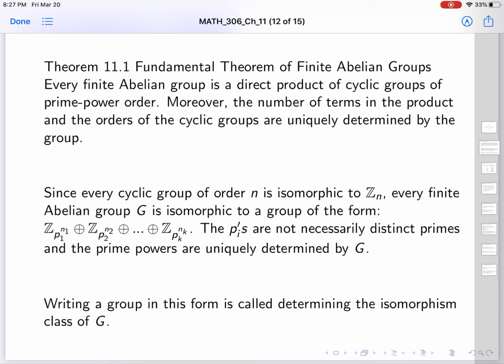So since every cyclic group of order n is isomorphic to Zn, every finite abelian group G is isomorphic to a group of the form Zp1^n1 external direct product Zp2^n2, continuing your external direct products all the way down to Zpk^nk. These pi are not necessarily distinct primes, and the prime powers are uniquely determined by G. When we write a group in this form, we are actually determining its isomorphism class. So this is what we would call determining the isomorphism class of G.